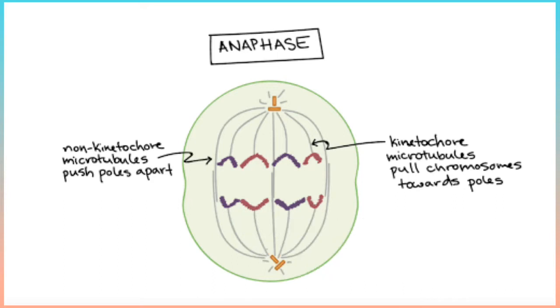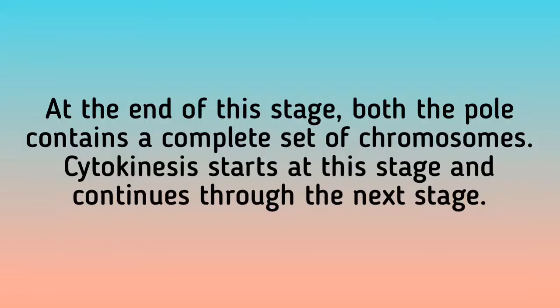The two cell poles migrate further away during the anaphase and prepare for telophase. At the end of this stage, both poles contain a complete set of chromosomes. Cytokinesis starts at this stage and continues through the next stage.